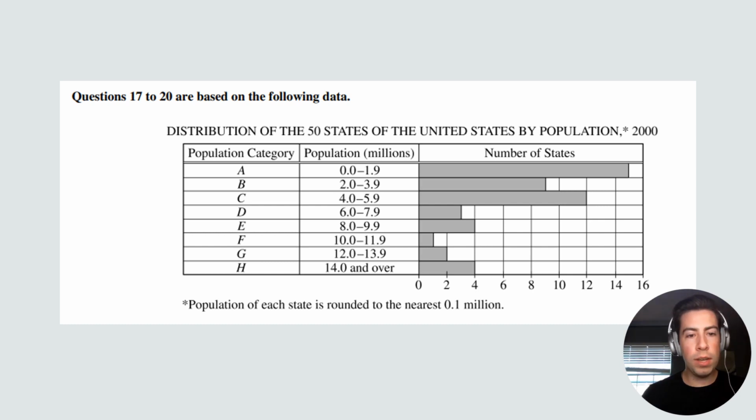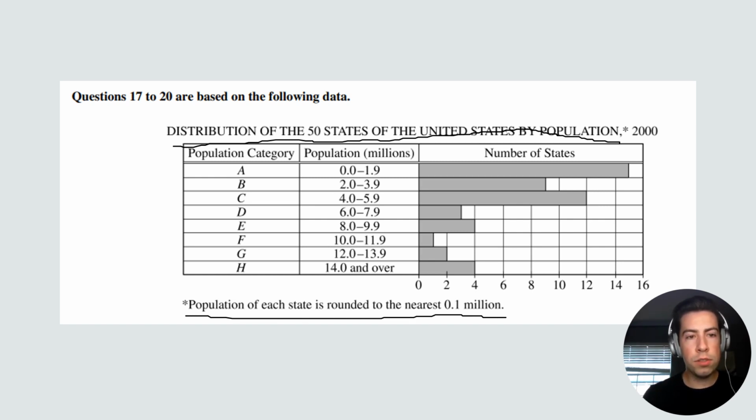All right, guys, so like always with this type of problem, it's a good idea to just start by trying to understand what this graph is actually trying to tell you before you go into the problems, all right? So let's go ahead and see here. We have a distribution of the 50 states of the United States by population in the year 2000, and the population of each state is rounded to the nearest 0.1 million people.